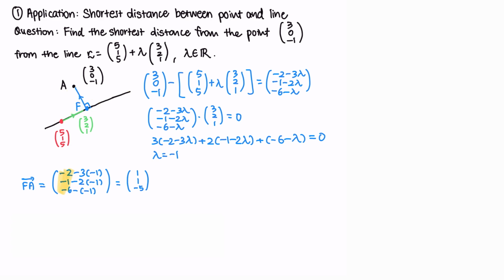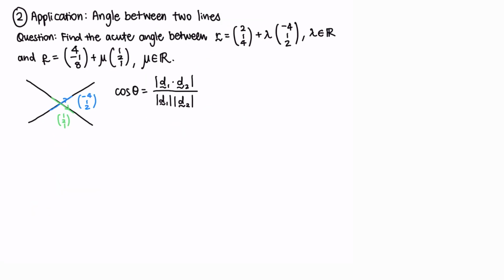So after we substitute lambda equals negative 1 into this, we get vector FA to be (1, 1, -5). And now the last step is to find the magnitude or the length of FA. And this is just the square root of 1 squared plus 1 squared plus (-5) squared. Simplifying, we get 3 root 3 units. And that's this length over here. And that answers the question. That's the shortest distance.